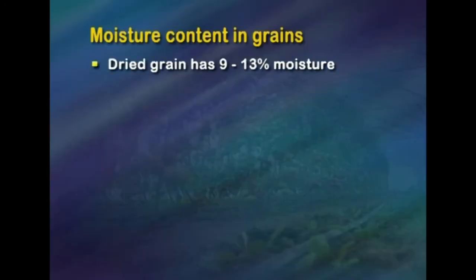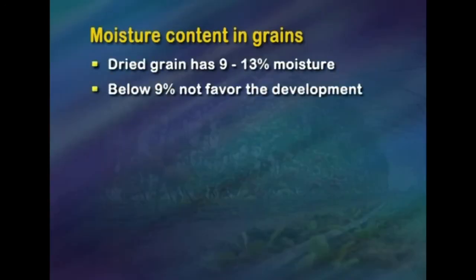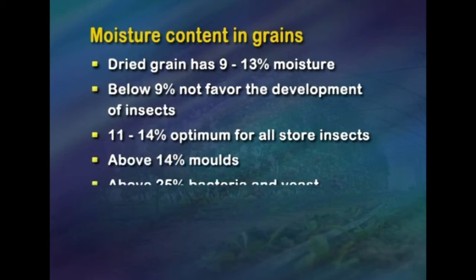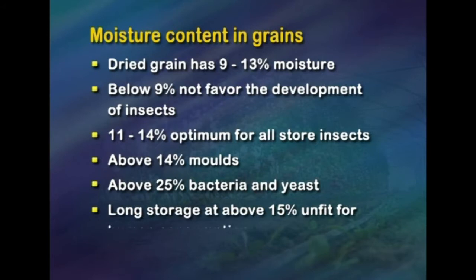Elimination of moisture. Dry grain has 9 to 13% moisture. Less than 9% does not favor the development of insects. 11 to 14% is optimum for all stored insects. Greater than 14% favors molds and greater than 25% favors bacteria and yeast. Long storage at greater than 15% is unfit for human consumption.